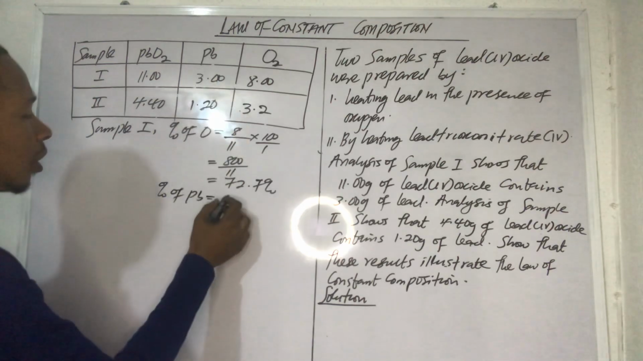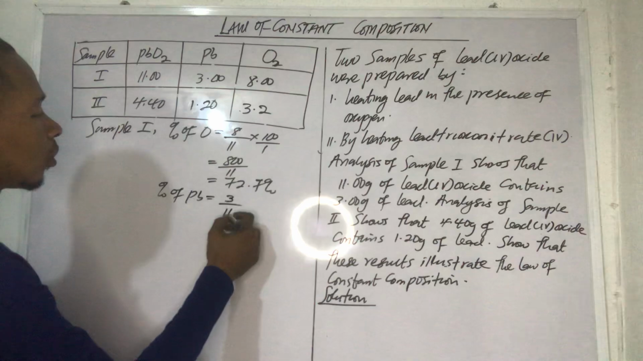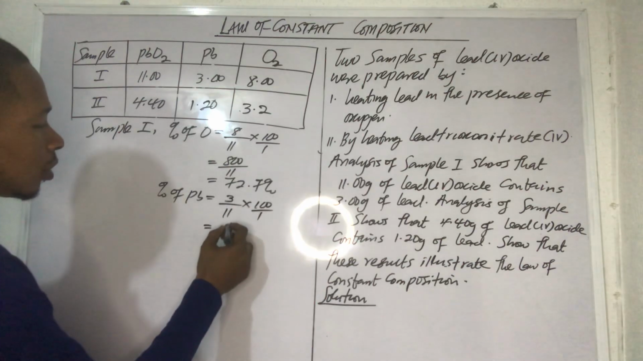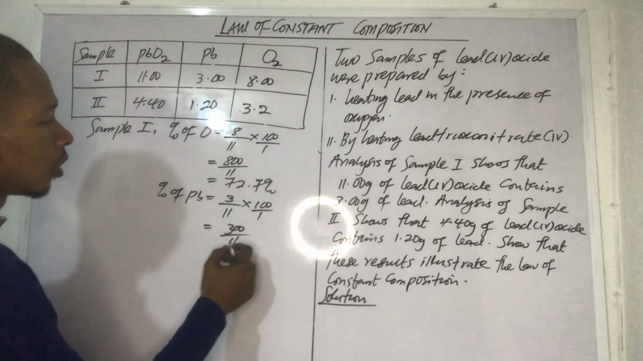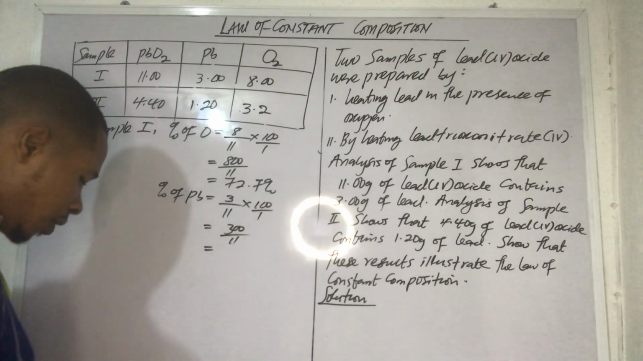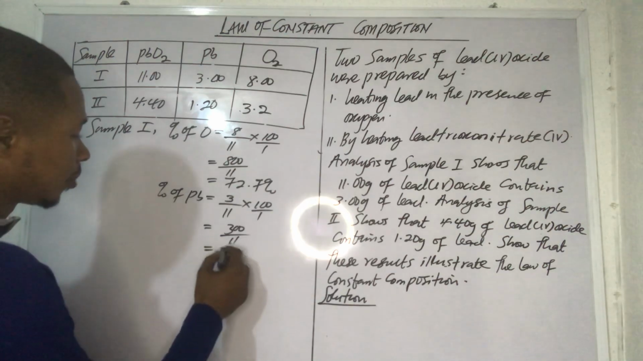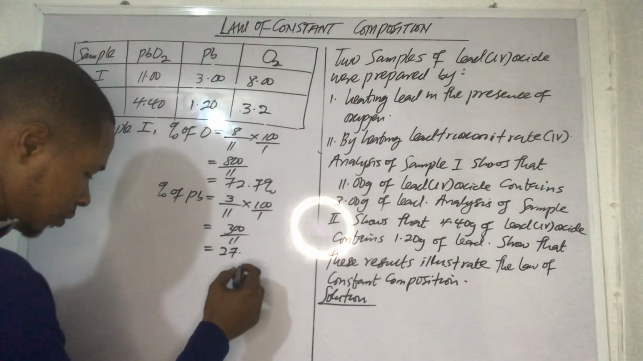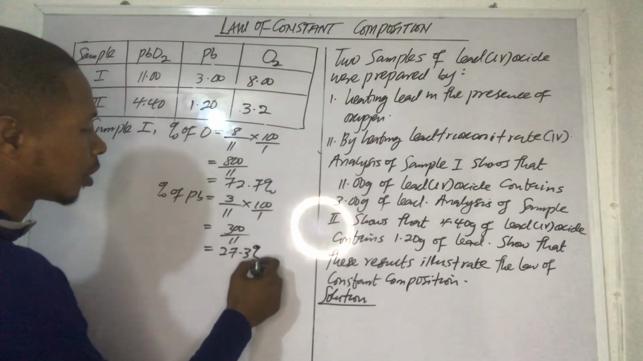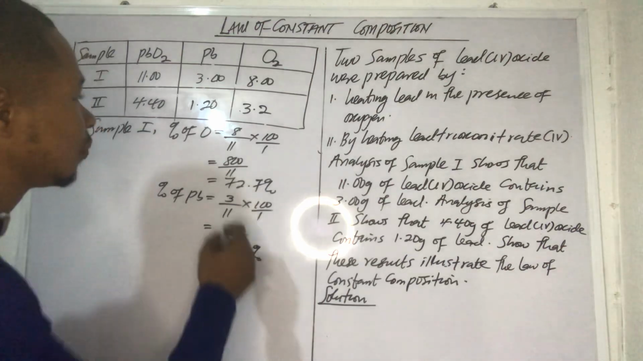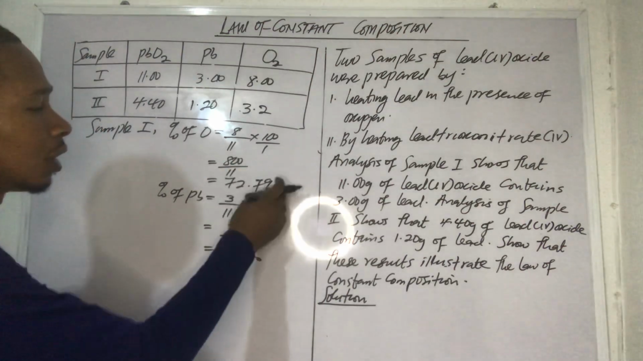Then still in sample 1, percentage of lead, Pb. This is the mass of lead. You have 3 over total mass 11 times 100 over 1. So that will give me 300 over 11. You have 300 divided by 11. That will give me 27.3%.